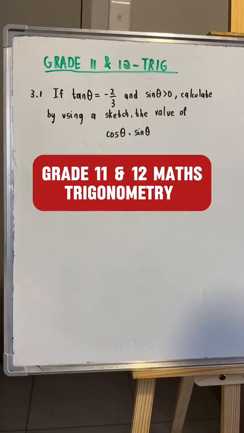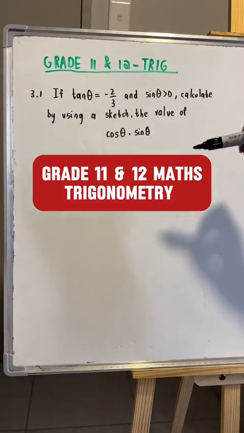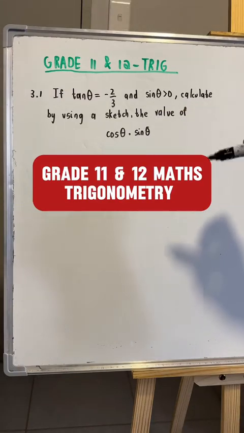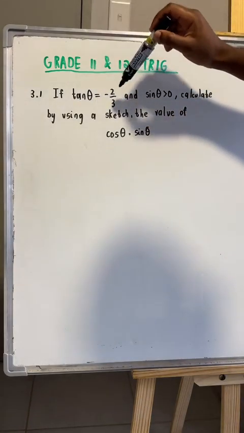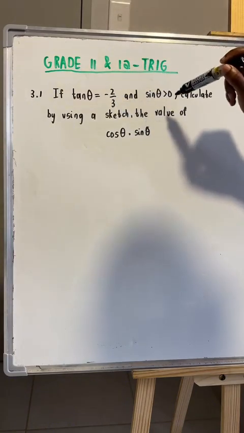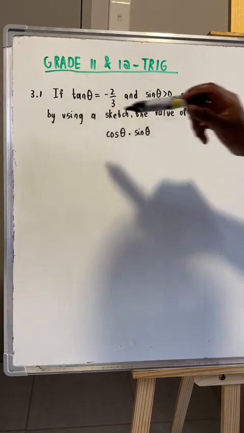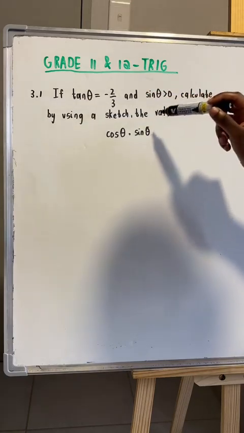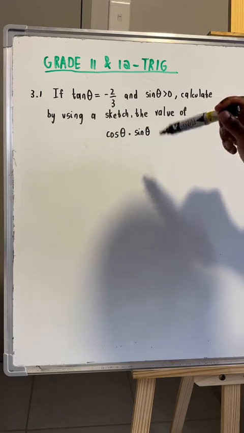By grade 11 and 12, most learners struggle to solve these types of questions, so let me show you how to solve them in a simple way. In the question we are given that tan of theta is equal to negative 2 over 3, and we have that sine of theta is greater than 0. Calculate, by using a sketch, the value of cos theta multiplied by sine theta.